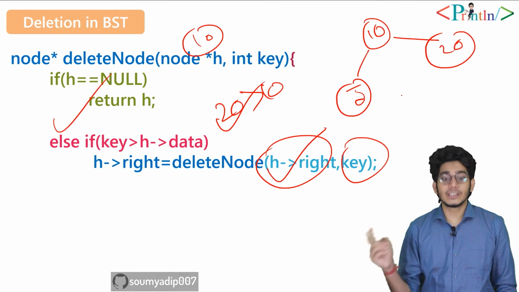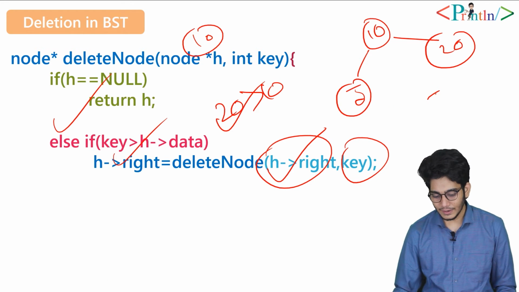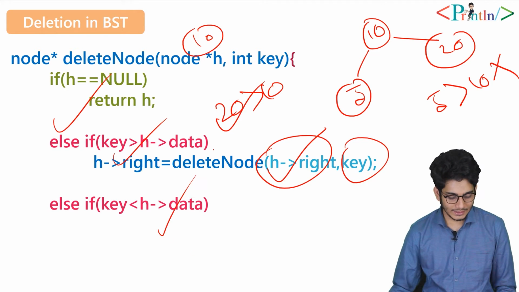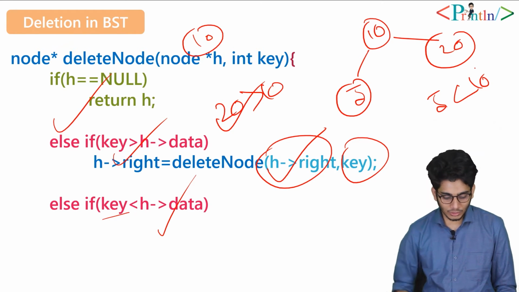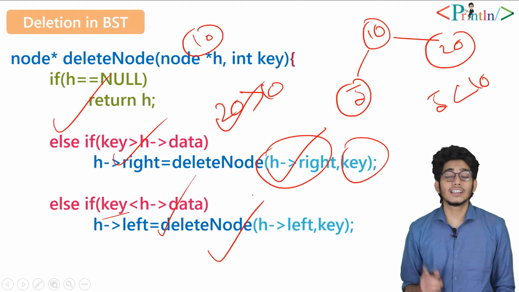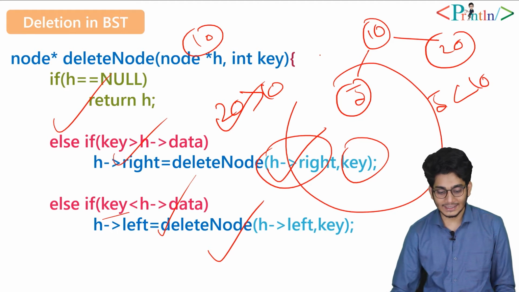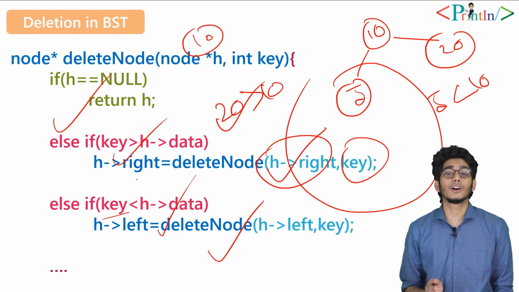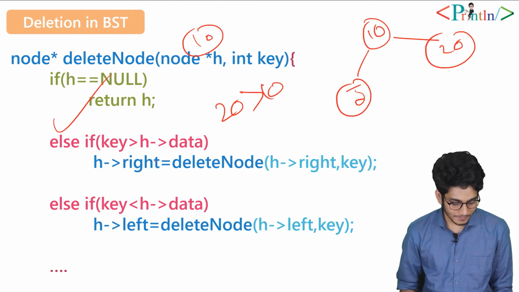Let's say we are trying to delete 5. At first we'll check whether 5 is greater than h data or not. 5 is not greater than 10. Now we'll go to this case, that is else if key is less than h data. 5 is less than 10, so we'll perform the deletion on its left subtree. We know that 5 is at the left of 10 because 5 is less than 10. Now we'll go to the else portion of this code. It means we have successfully done the comparison.